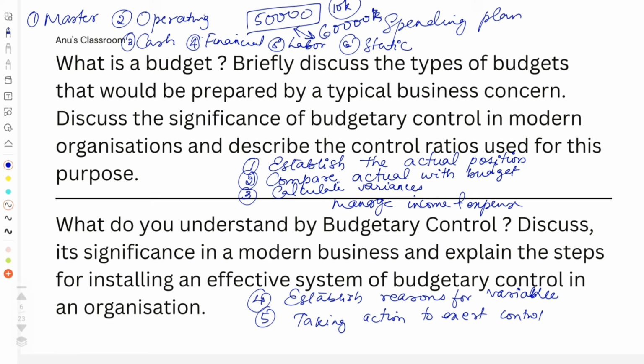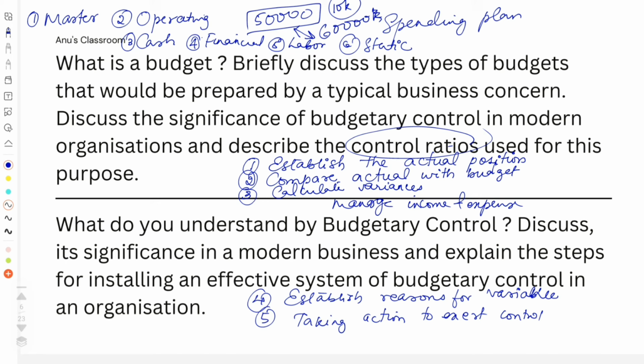It improves the allocation of scarce resources, right, and economizes the management time by using the management by exception principle as well. So these are some of the significances of budgetary controls. Now, what are control ratios? We have asked about what control ratios are and which control ratios are used for budgetary controlling.